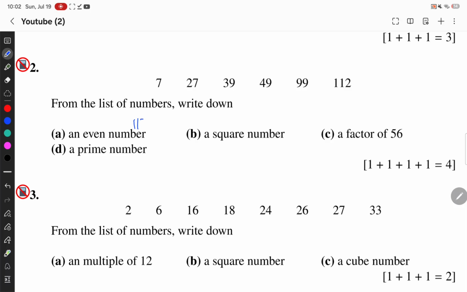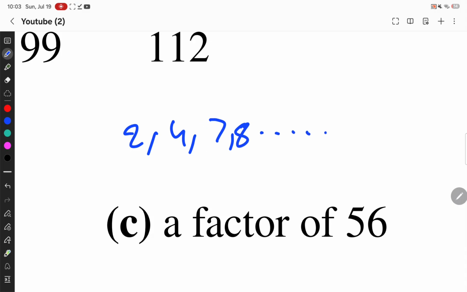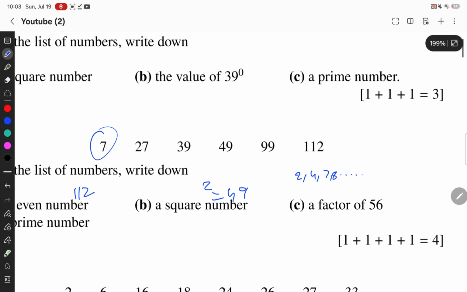So A is 112. A square number, a perfect square, the square of an integer, that is 49. Correct, because 7 squared is equal to 49. A factor of 56. What are its factors? Is it divisible by 3? No. Divisible by 2, yes. You can see 7 counts, so you can say 7 is in here.